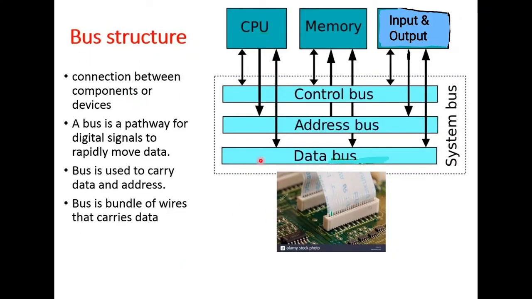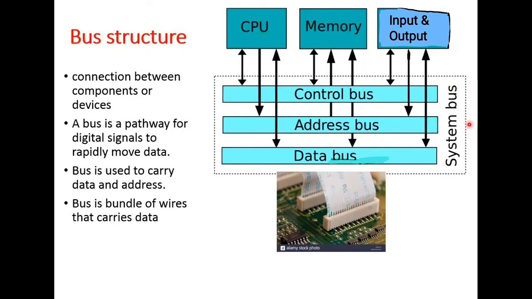Now we'll see the bus structure. See this figure, the bus will be like this. It is a bundle of wires. The bus ensures the connection between components or devices, and the bus is a pathway for digital signals to rapidly move data. The bus is used to carry address and data. See here, your processor, memory and input output devices are all communicating through these buses only, right?